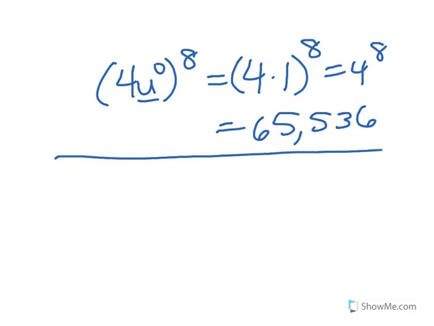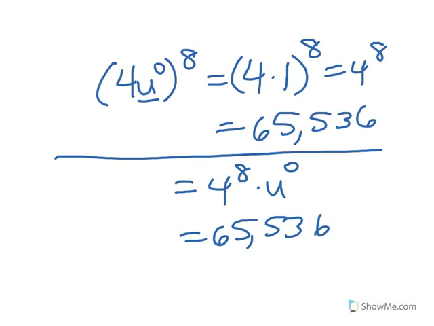I suppose that really didn't apply the property as we've expressed it here, but it did follow the rules of the order of operations. If we're going to apply the property, we would rewrite this as 4 to the 8th times u to the 0 times 8, and 0 times 8 is 0. Again, the 0 only applies to the u, and u to the 0, unless u happens to be 0, is going to be 1. Multiplying by 1 is boring. 4 to the 8th, of course, is still 65,536.